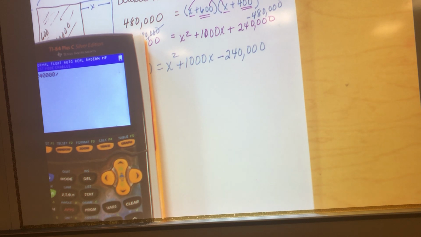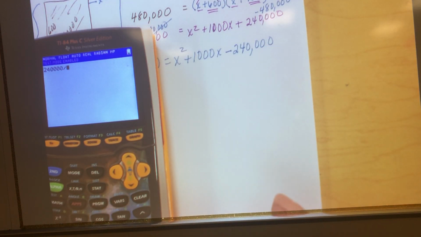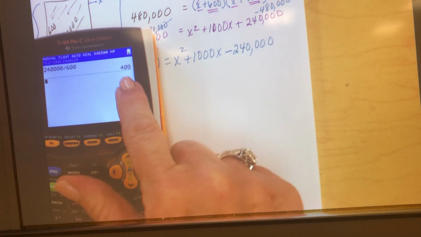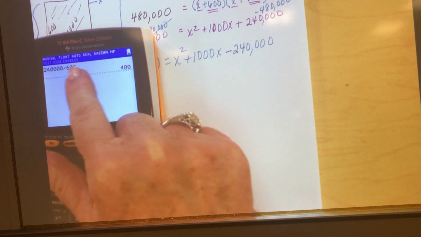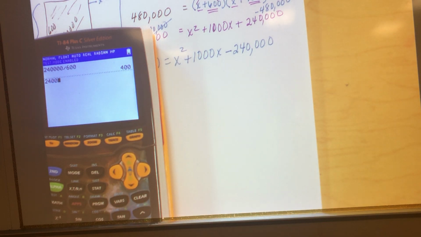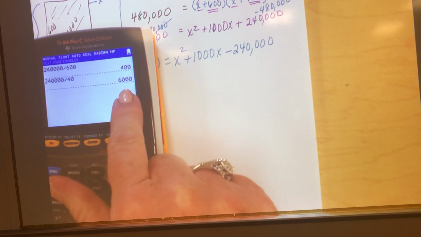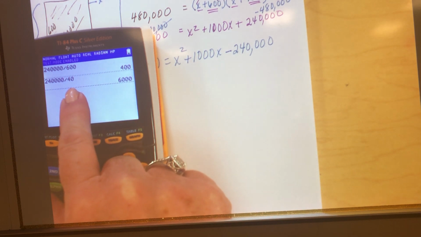Where do you want to start? Tell me a number that divides into there. 600. 240,000 divided by 600 is 400. Are these 1,000 apart? No. Do you agree that 600 is too big? Yes. Okay, so 240,000 divided by 40 is 6,000. That's too small.